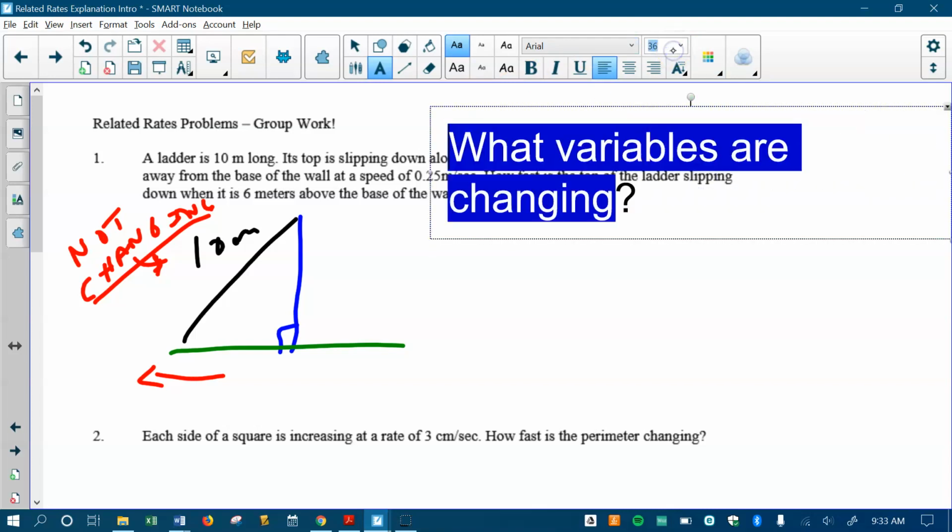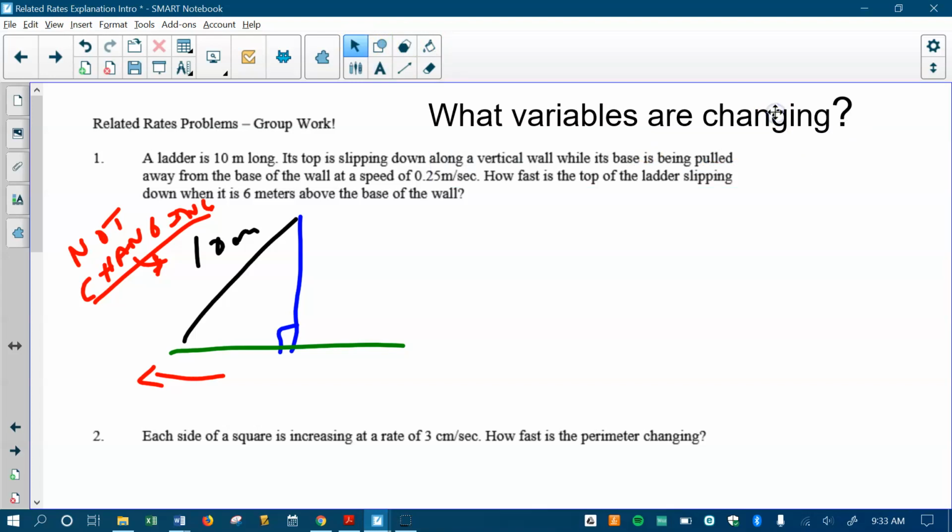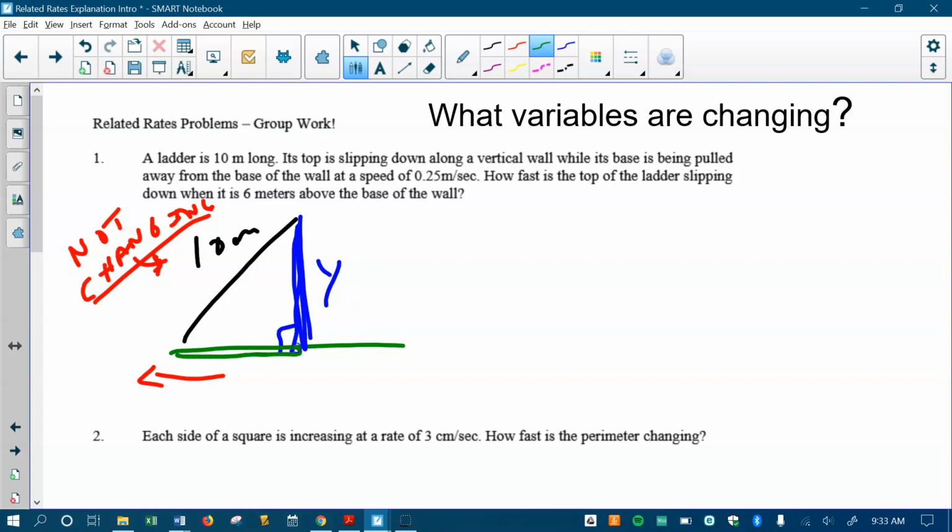Okay, let's just change the size of that. So the variables that are changing here: the ladder is not changing. The ladder is always going to be 10 meters, but the height is changing, right? And if the height's changing, that's a y value that's always changing. And this distance, the base of the ladder from the wall, is always changing as well. And that's an x.